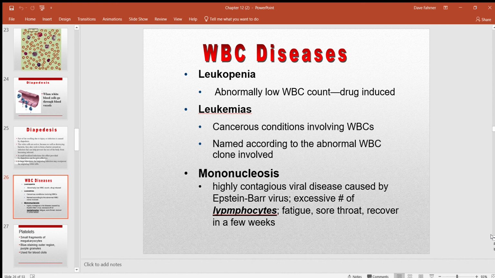A number of white blood cell diseases are evident in a human being, one of them being leukopenia, which you've already looked at in the lab that you did. This is an abnormally low white blood cell count, and usually this has to do with drugs that are taken for other diseases.